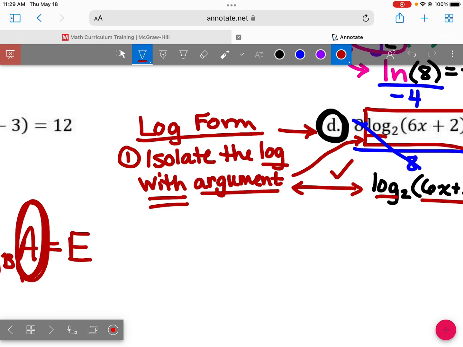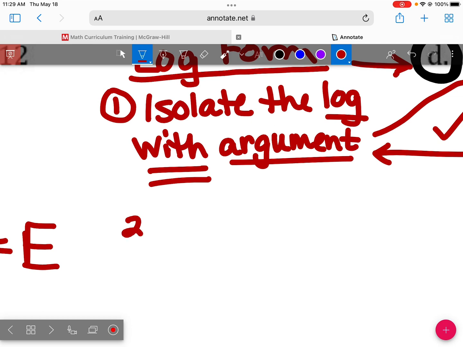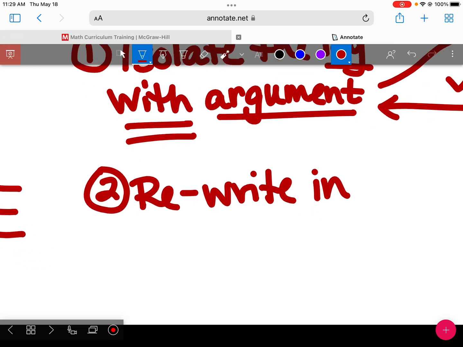So once we've isolated the log with its argument, back up here in exponential form, do you remember how we had to rewrite it into log form? For this one, we're going to rewrite it into exponential form.